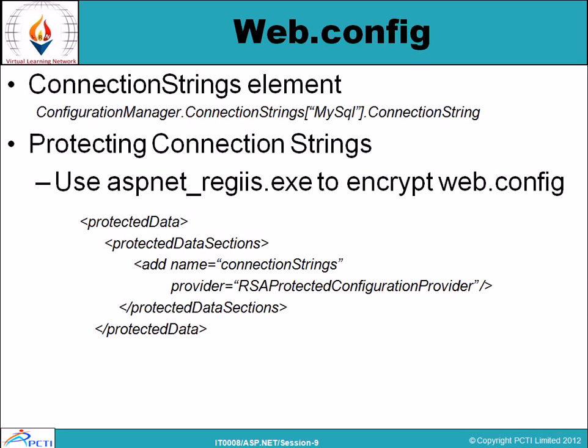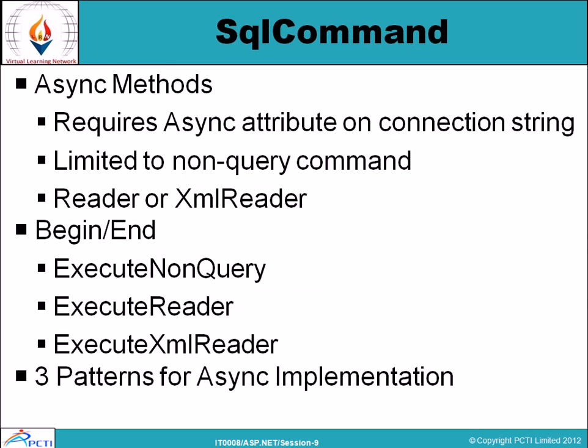This is a kind of tag. Protected data sections. Add name is equal to connection strings. Provider is equal to RSA protected configuration provider. Protected data sections. Protected data. In this way, we can use the connection string in different parts of the web page.